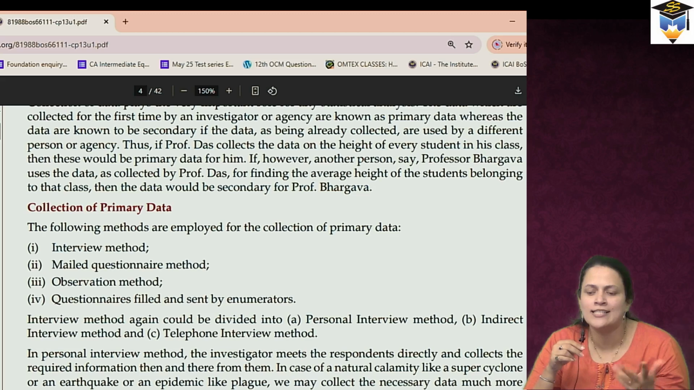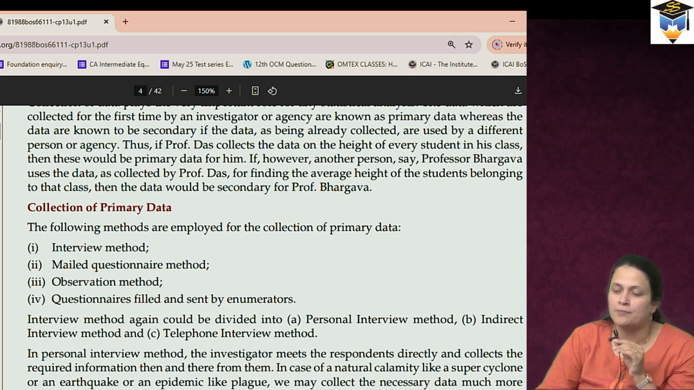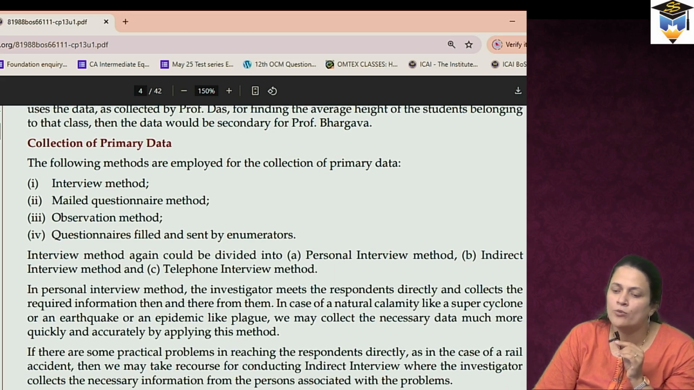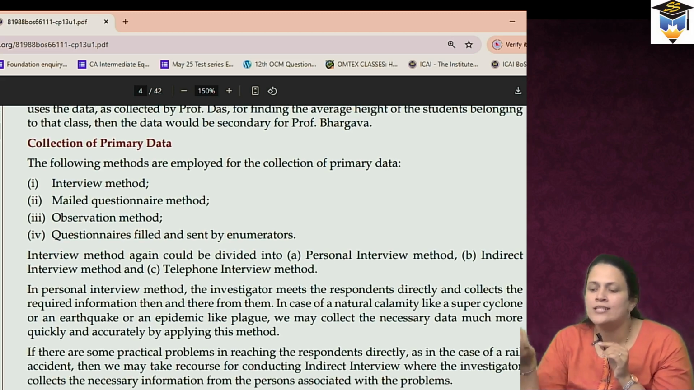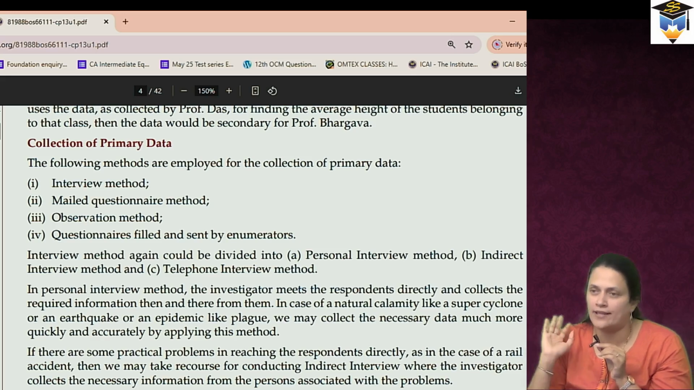Next, questionnaires filled and sent by the enumerators. This you know. Interview can be taken as a personal interview, an indirect interview, or a telephone interview. In personal interview, the investigator meets the respondents directly and collects the required information. In case of a natural calamity like a cyclone, earthquake, or epidemic, we may collect the necessary data much more quickly and accurately by applying this method.